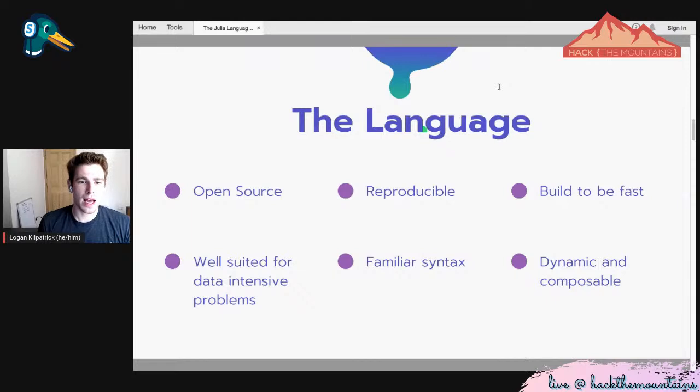So at a really high level, the Julia programming language is open source. As we talked about before, it's reproducible. It has syntax that's very, very familiar. If you've programmed in Python or MATLAB before, it should be a relatively easy transition. And if you haven't, the syntax is more or less similar to many other programming languages, so it shouldn't be a huge jump for anybody, regardless of your programming experience.